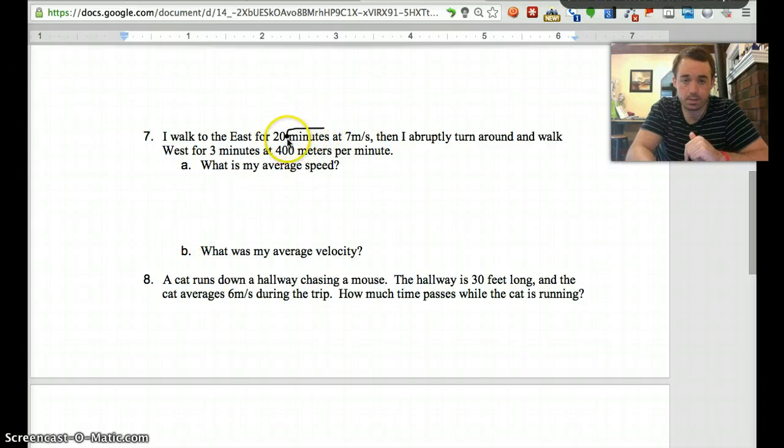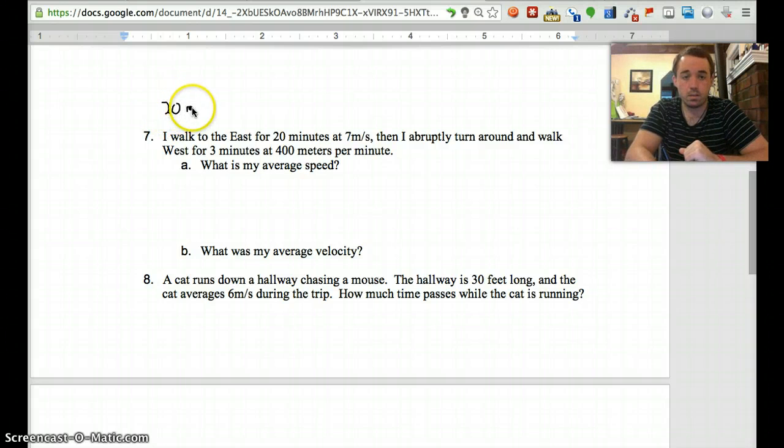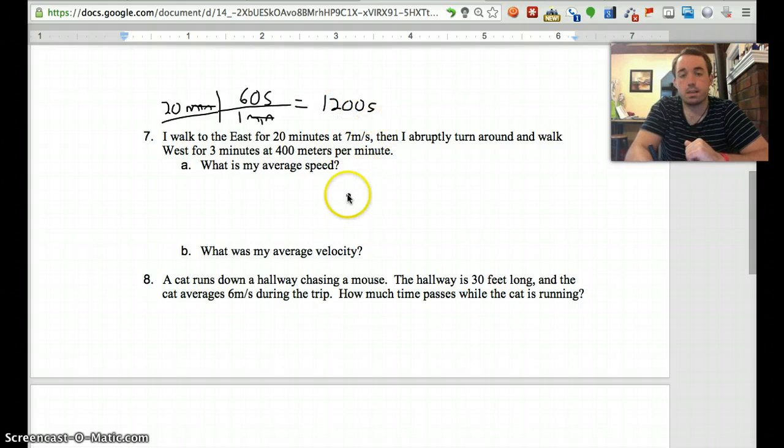So already, right away, I see minutes and I see seconds, and I say, that's no good. So I have to change one to the other. It doesn't matter which. I think it's easier to change minutes into seconds. I'm going to change 20 minutes: in 1 minute there are 60 seconds. Minutes cancel. So that's 1,200 seconds.